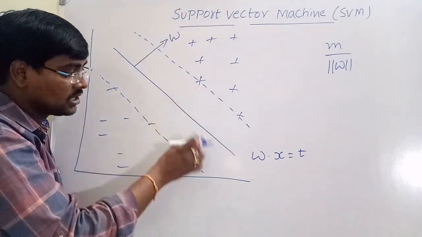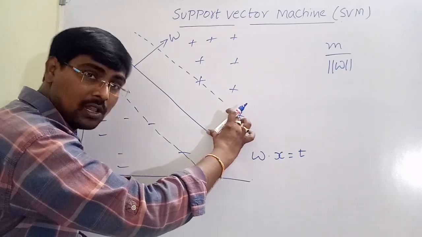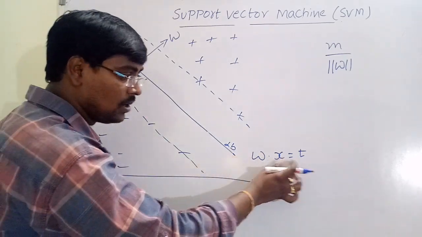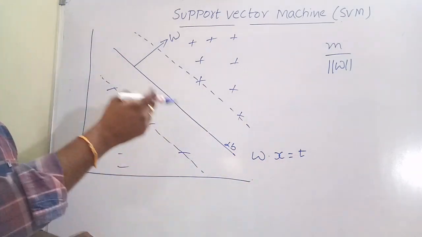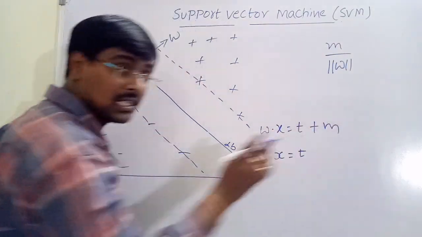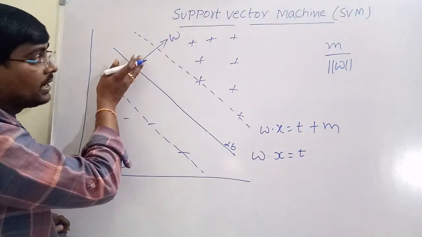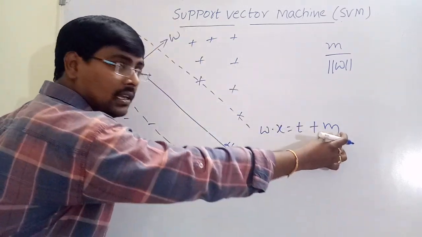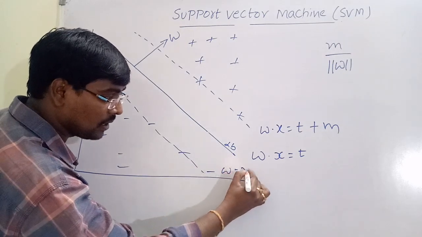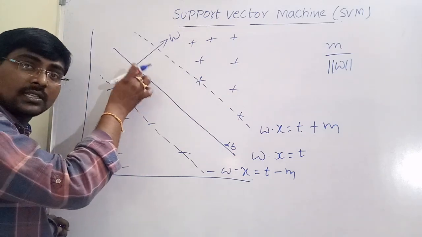Now M is the distance between the decision boundary and the nearest examples. This value is M and this value is M. The decision boundary W into X is equal to T; on one side, W into X is equal to T plus M. Why? Because I am calculating margin in the direction of W, which means we are adding the distance. On the other side, W into X is equal to T minus M, because we are reducing the distance from the decision boundary.